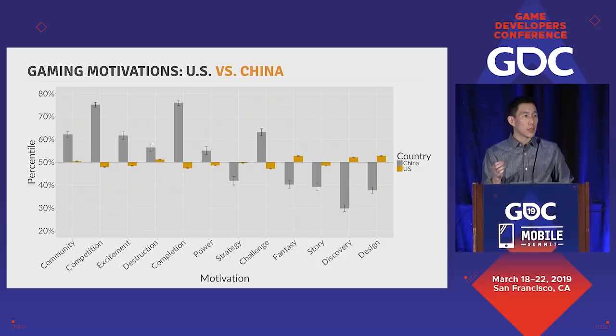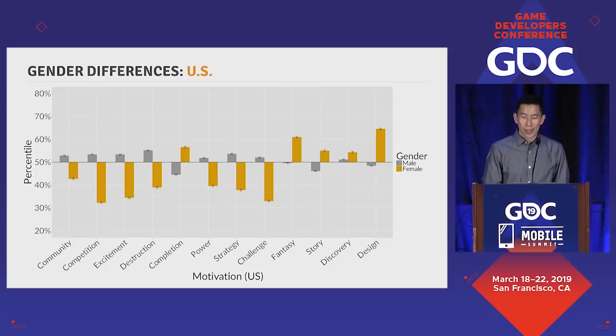To give you a sense of the size of the difference, let's do competition. The average gamer in Nico Partners' sample cares more about competition than roughly 75% of the US gamers in our sample. We dug a little deeper into the data, and in other places where we expected there to be differences, the differences turned out to be very small.